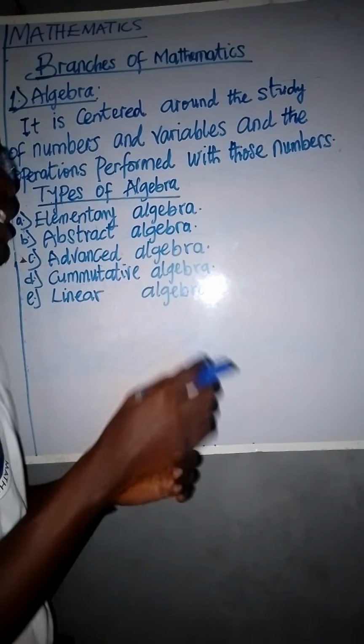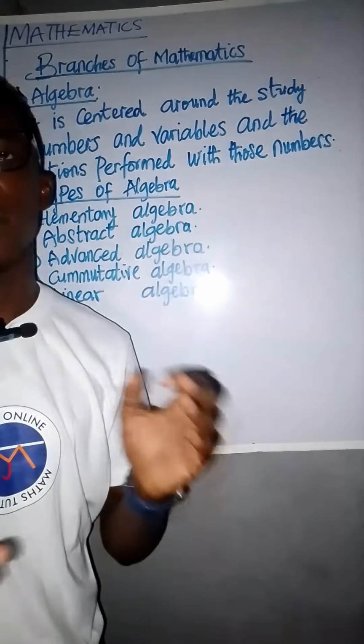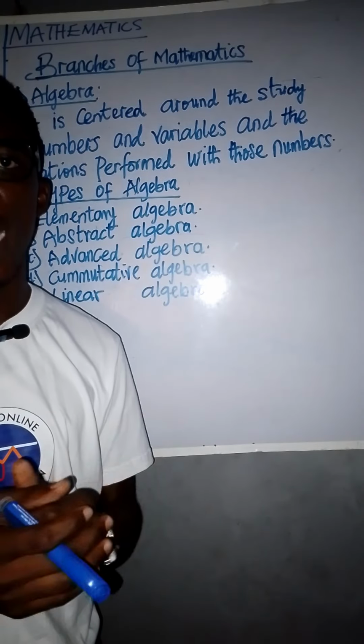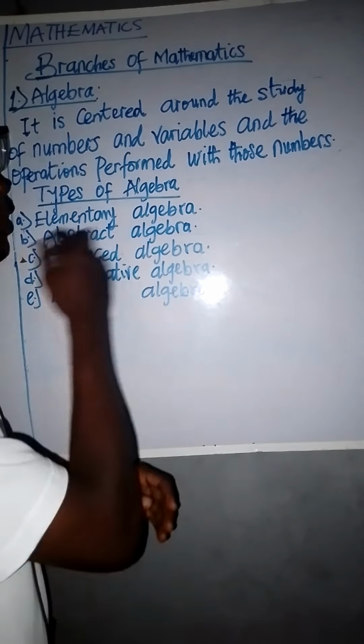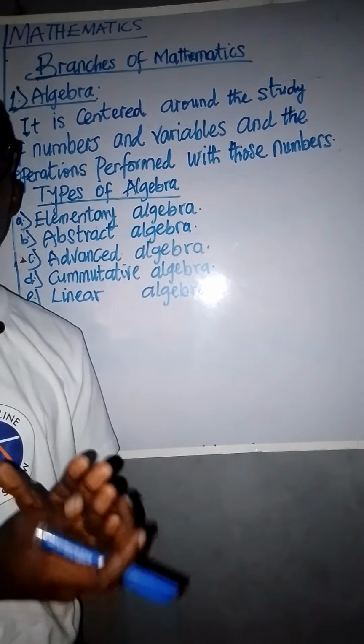Then we'll also have linear algebra. Linear algebra here deals with functions, vectors, and matrices. So under the types of algebra, this is what, how, and where we can find or apply them.